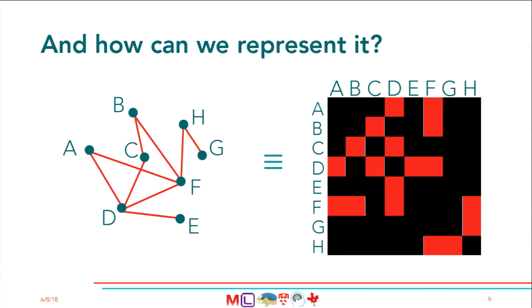If we look at, say, node A, we go to the first row, and we notice that there's a connection between D and F. We have a red box in columns D and F.